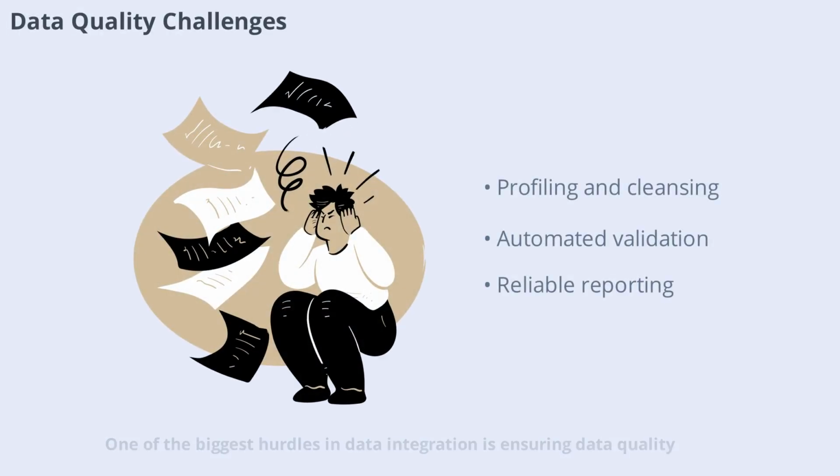One of the biggest hurdles in data integration is ensuring data quality. Inconsistent formats, missing values, duplicates, and errors can all undermine the reliability of your integrated data. Data quality management involves profiling, cleansing, and validating data before and after integration. Automated tools can help identify and correct issues, but human oversight is often necessary for complex cases. High-quality data is essential for accurate analysis and trustworthy reporting.